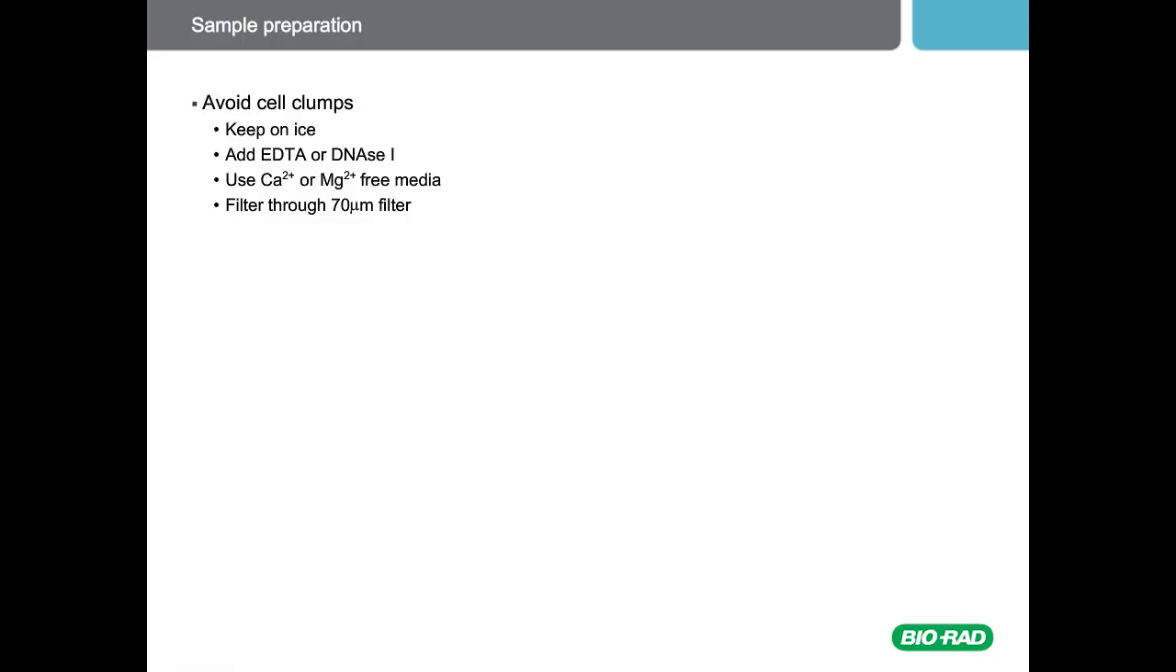Another method of preventing cell clumping is to include DNase 1 or EDTA in your resuspension buffer. When cells die, they release DNA, which is sticky and therefore promotes cell clumping. The inclusion of 25 to 50 micrograms per ml of DNase 1 will help remove the DNA. The inclusion of EDTA at concentrations of up to 5 millimolar will help to prevent cation-dependent cell-cell adhesion, as we're using cation-free media. Finally, prior to acquisition, passing the sample through a 70-micron filter can help to remove clumps.